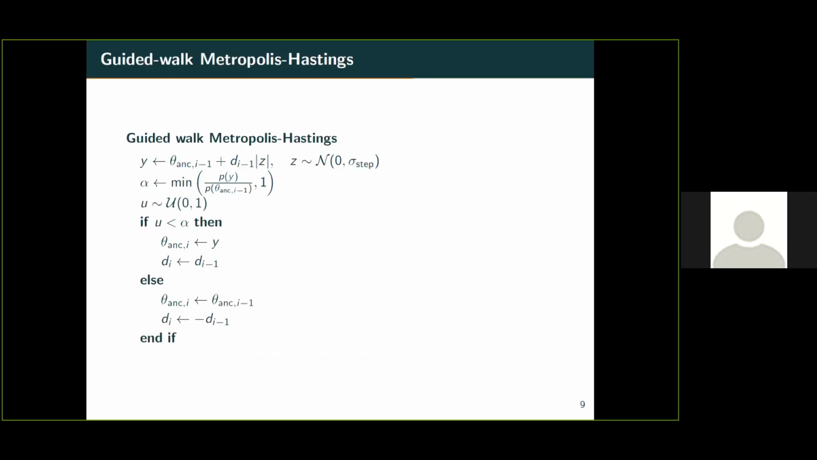So here is the algorithm. You sample a transition from a normal distribution, and we denote the transition by Z. Then you take the absolute value of this transition and multiply it by a variable called D for the direction, which can either be positive or negative. Then you compute the acceptance rate, and on acceptance, you keep the same direction, and on rejection, you invert the direction.